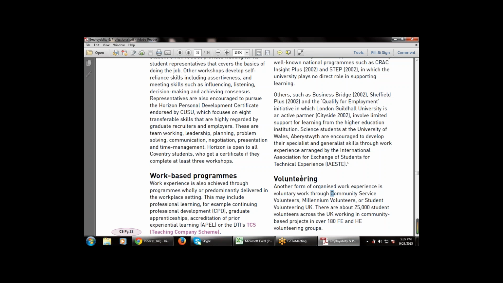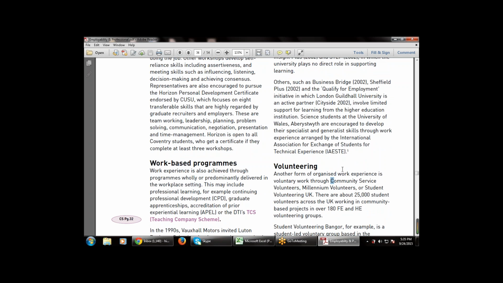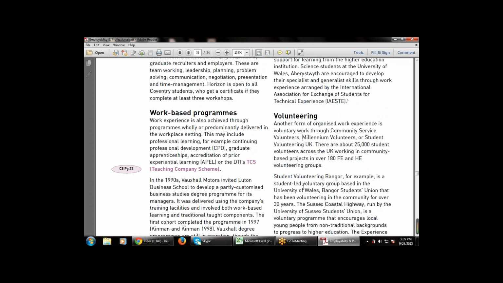So that is also a part of the volunteering, a part of the work experience, a part of the community service work experience.